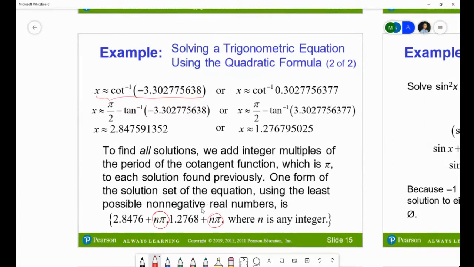Okay? Here we are just using the calculator in order to find the value of x. Is that okay? And this is the formula for how to solve for arctangent, cotangent.